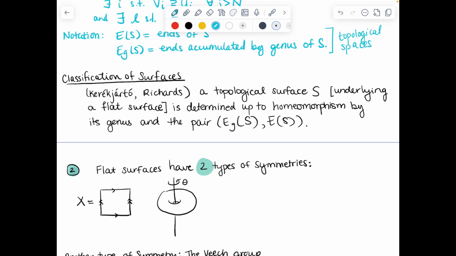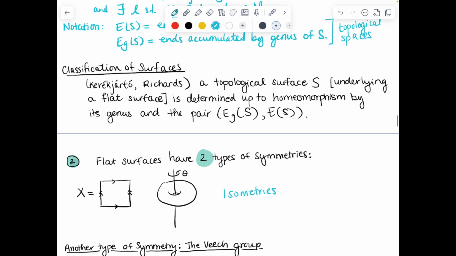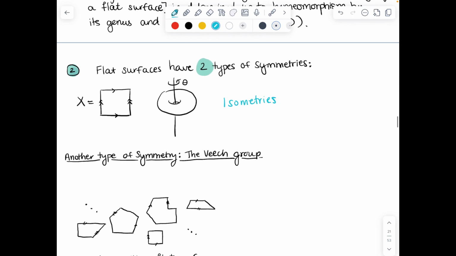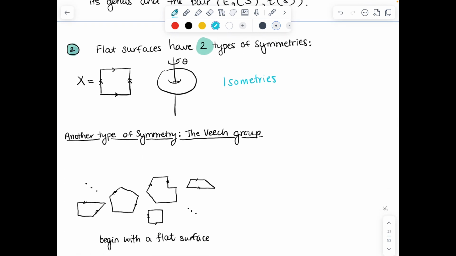Flat surfaces have two types of symmetries. The first type is the more obvious one. Shown here is an example of an isometry. All the points on the square torus move to the right by theta. Another type of symmetry is a Veech symmetry, which I'll illustrate below.